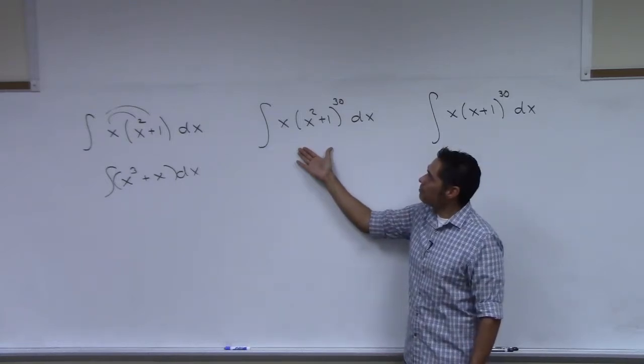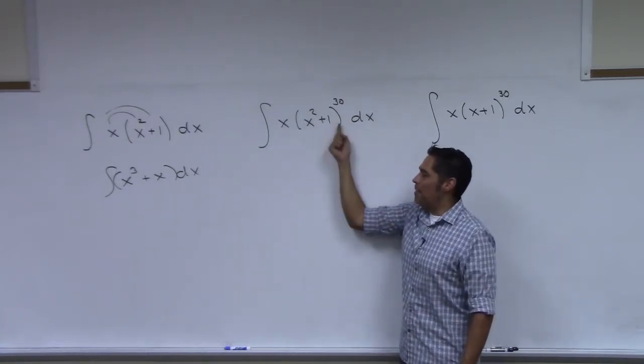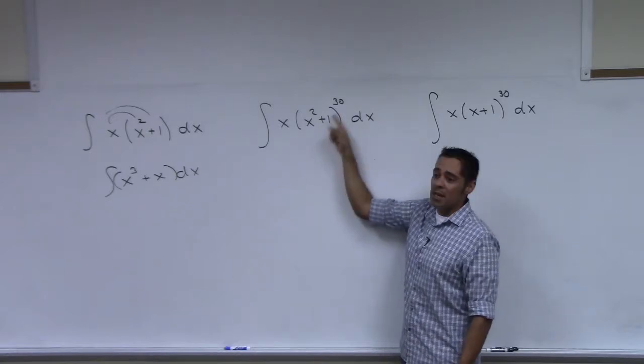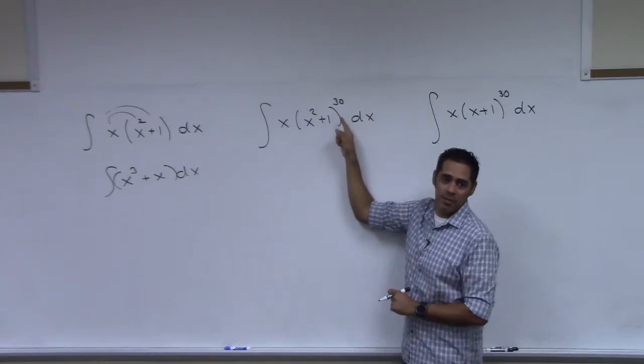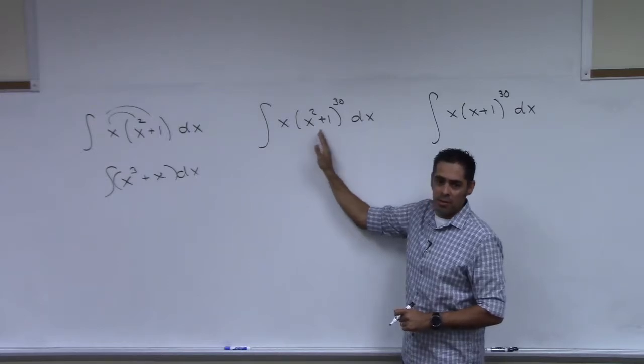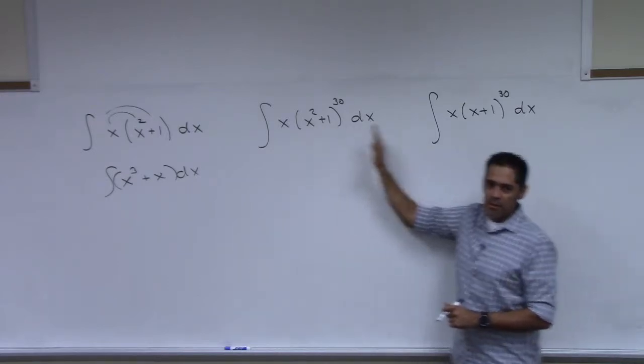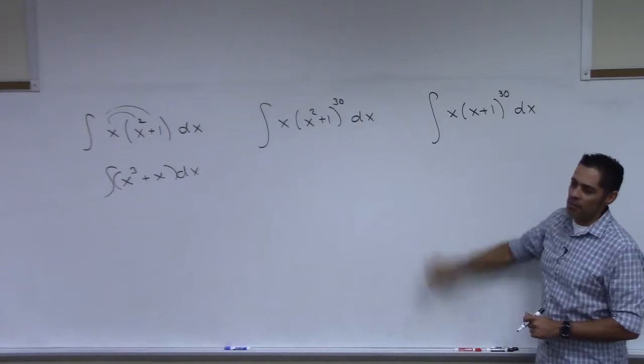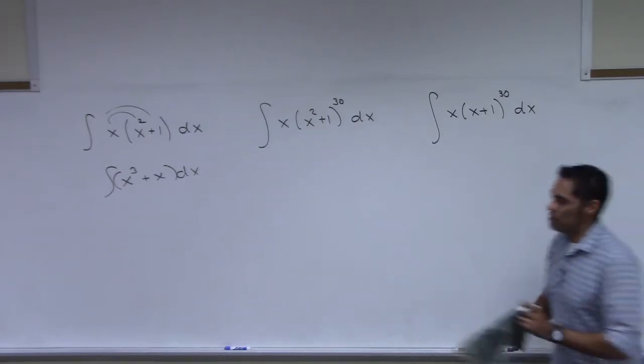This one, I would use the u substitution. Why? You can't multiply that through because the 30th power has to happen first. So this you have to do by u substitution. U is x squared plus 1. What about that one? That's the one I'm interested in.